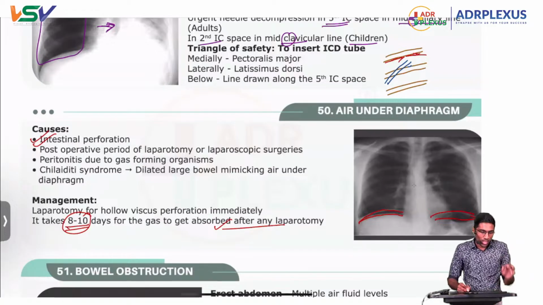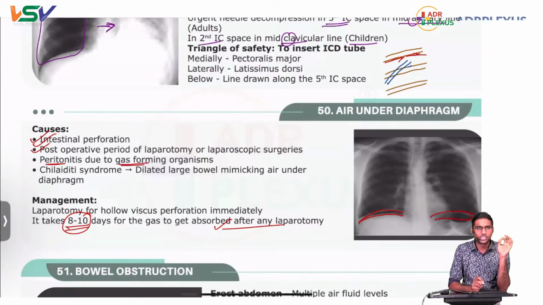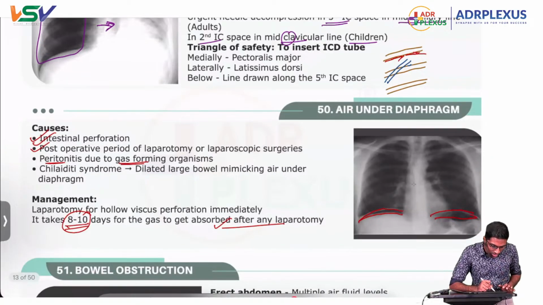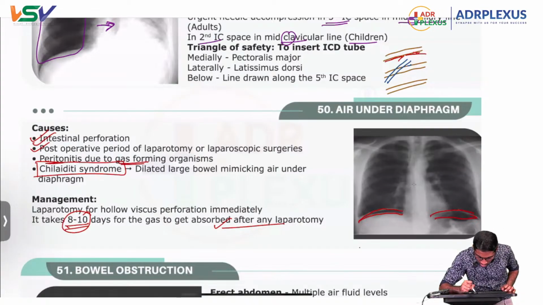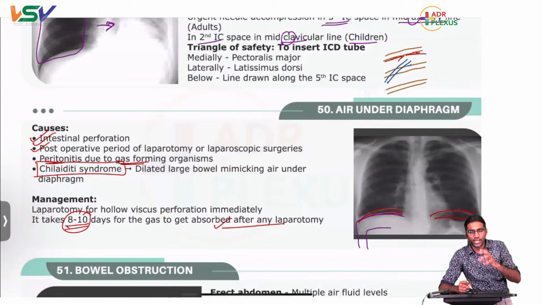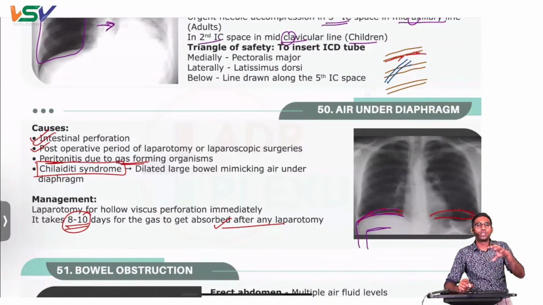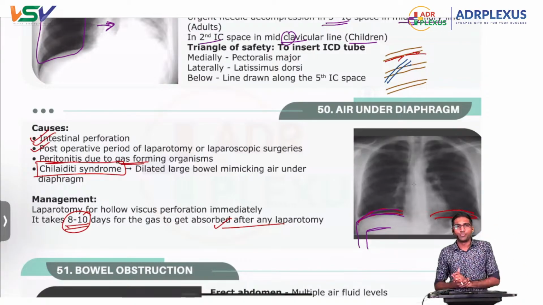Okay. Then post-operative period, we already told you. Then peritonitis, if it happens due to gas-forming organisms, there can be air under diaphragm. One false positive is known as Chilaiditi syndrome. This you should remember. Chilaiditi syndrome is where the transverse colon will be present here, and if this is massively dilated, it will come above the liver. So you can see the air that is present in the transverse colon will mimic air under diaphragm. But it is the bowel air, not the extra-intestinal air. So it is a case of obstruction, not a case of perforation in these cases.